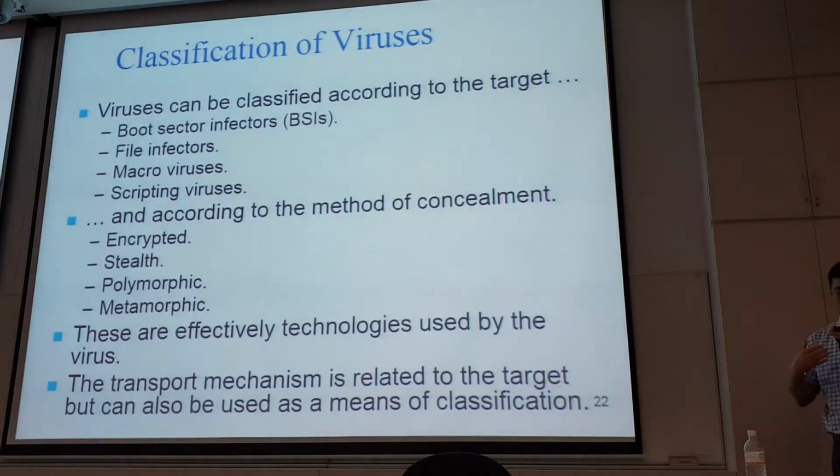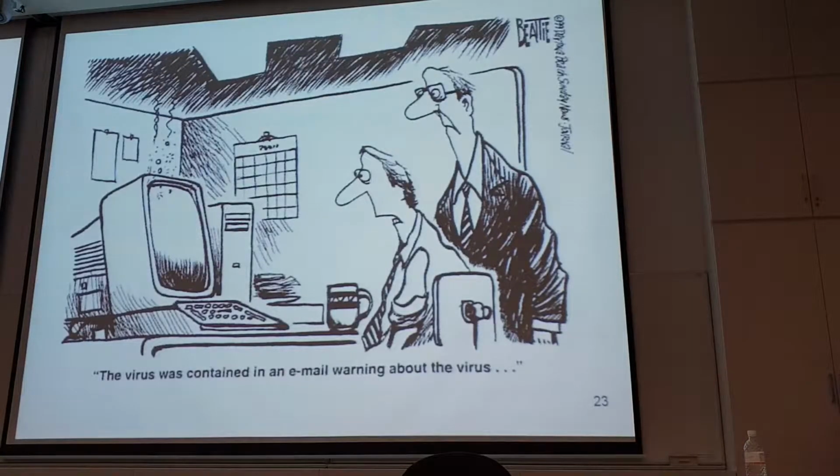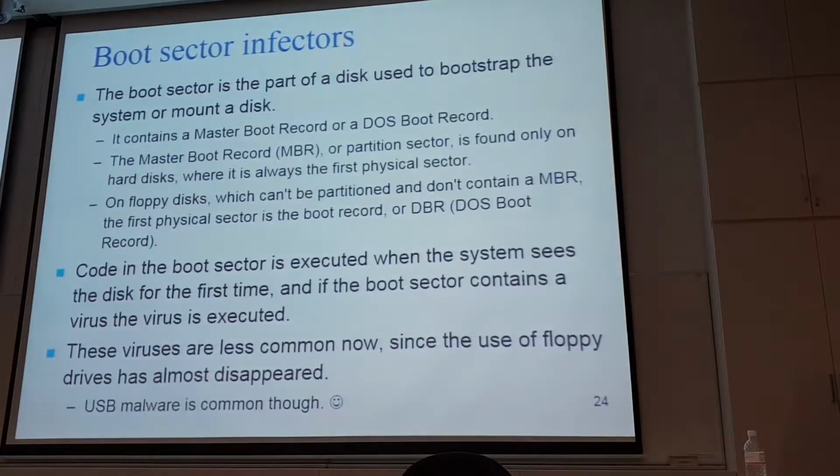Basically, they will do obfuscation to change their looking every time. So in this case, if you just use one pattern to find the virus, you cannot detect it, right? So these are the so-called polymorphic and metamorphic viruses. We will look at some examples. Okay, and we can also use the way the virus is delivered to classify the virus, right?